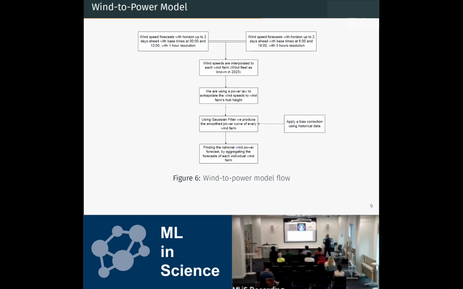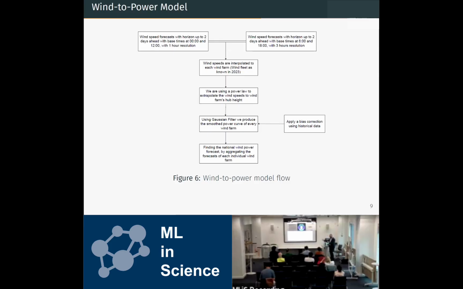You do this for one turbine, but what if you have 10 in the wind farm? The wind turbines can be dispersed in different ways, and you don't know how. So we use a Gaussian filter to produce a smooth power curve that accounts for the whole wind farm. The extra step is that we also apply a bias correction. We did this for every individual wind farm.